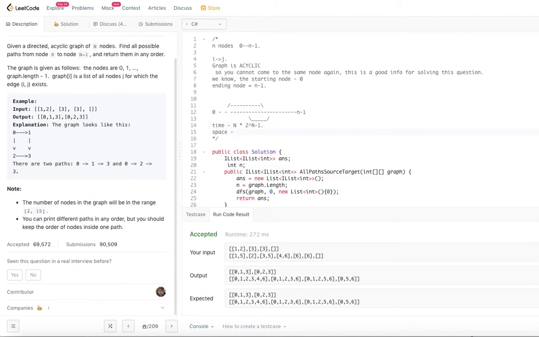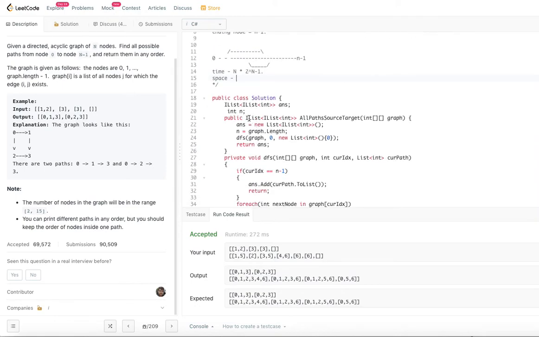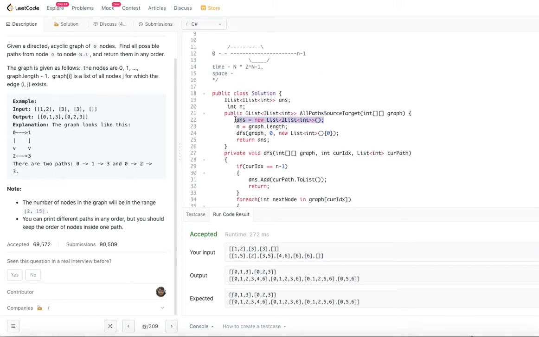And space complexity. So how many paths are there? That is another question. Let's see if we are using any extra space here. We are using space for returning the answer. If you consider only this space that you are using, apart from the answer you are not using any other space, so you could say order of 1, that is constant.